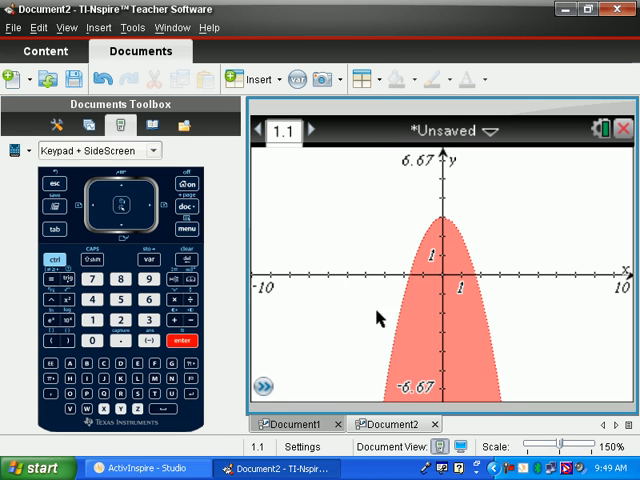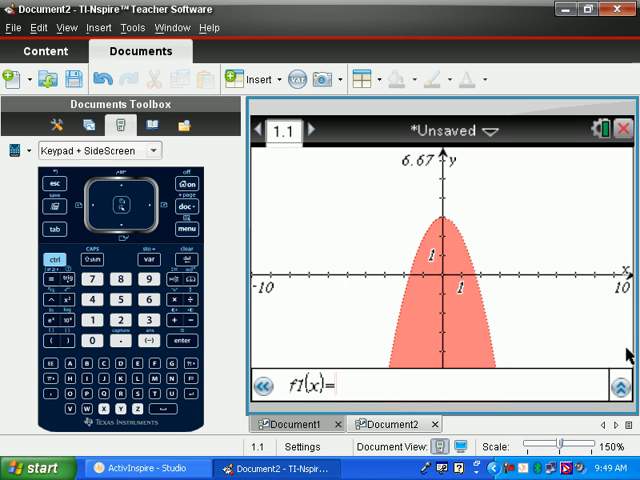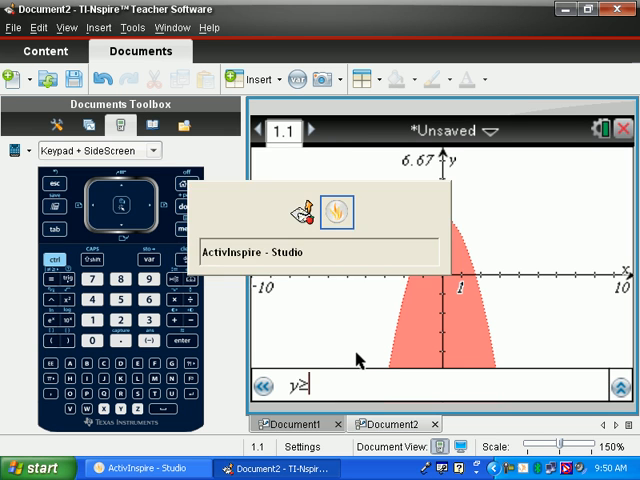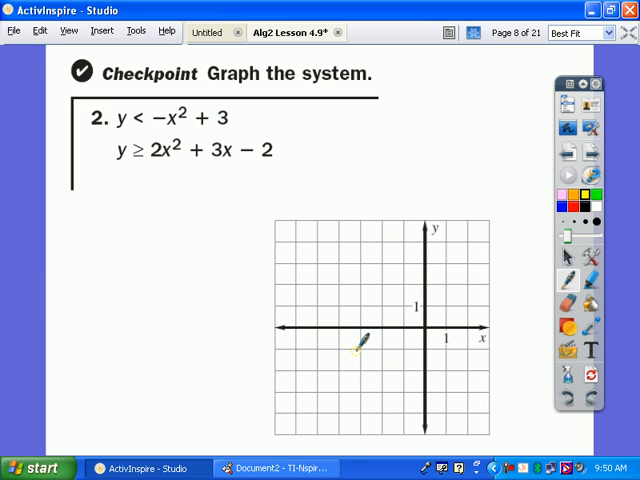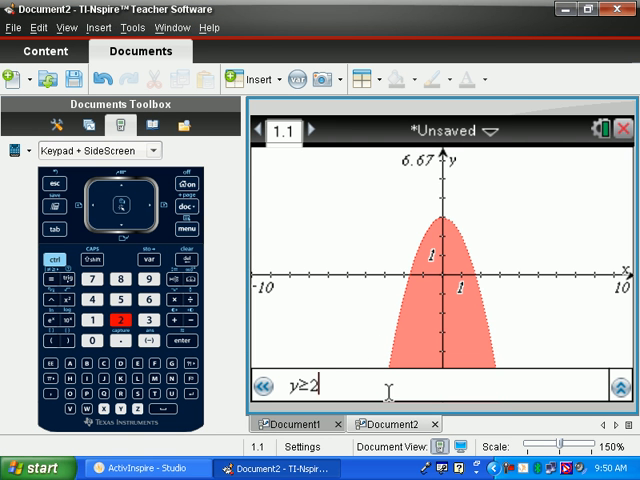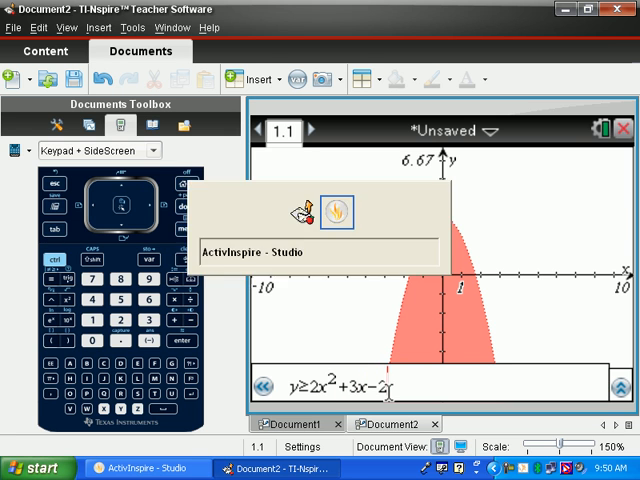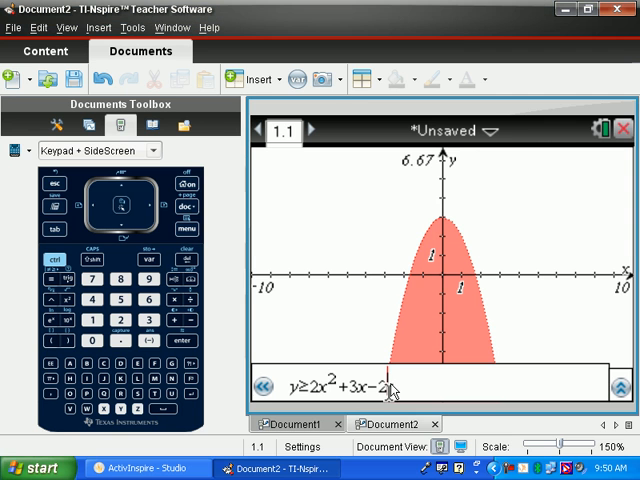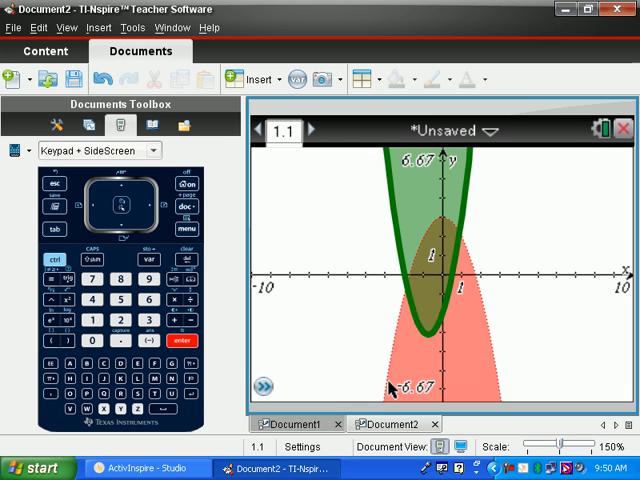Okay. So again, the process was I went down like I was going to enter the equation. Instead, I just backspace or deleted through the equal sign. It gives me the inequalities options. Otherwise, you can actually type in an inequality option here. I believe the next one is y is greater than or equal to 2x squared plus 3x minus 2. And there's the graph here.